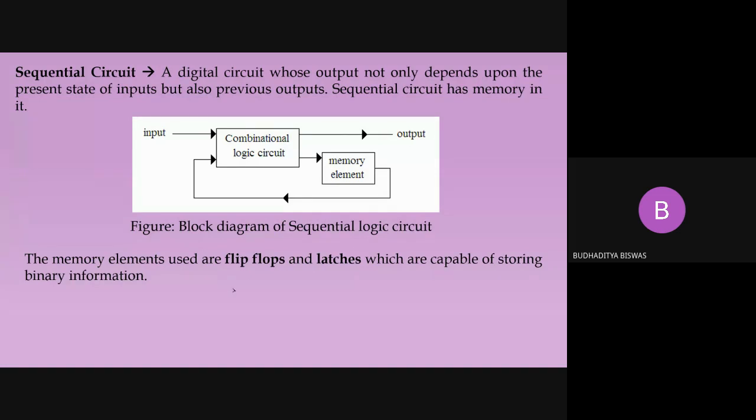Now, before you go for the flip-flop, you need to know the concept of the flip-flop and the latches. These two devices are sometimes similar, but some basic differences are there between them. That's why one device is called the flip-flop, another device is called the latch. Now, what is the difference between these two things? Both are basic building blocks of the memory element.